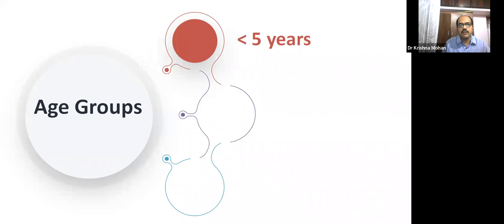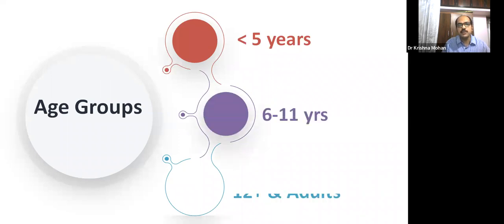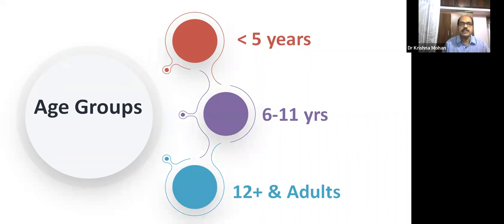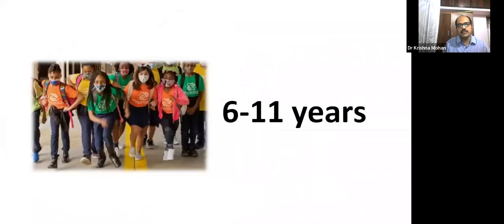There will be small variations between these groups. So one group is less than 5 years. We have the 6 to 11 years age group, and 12 years and adults. Beyond 12 years, in adolescents and adults, the management is the same. So less than 5 years, 6 to 11 years, and adults and adolescents. We will start with the 6 to 11-year age group.